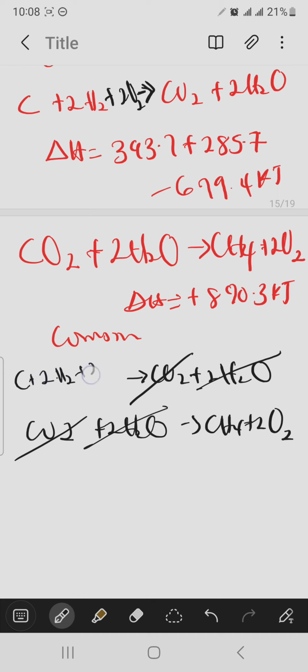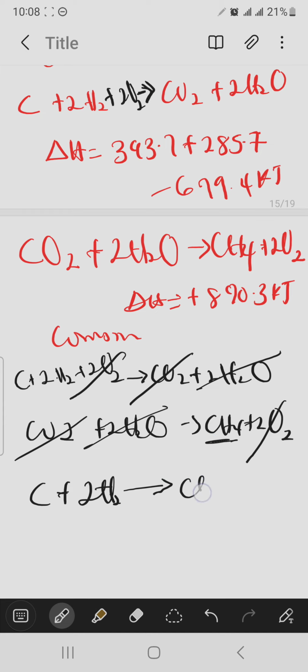2H2 plus 2O2. So when these hydrogens cancel this, when I add them together, the one at the reactant is going to cancel the one at the product, and the one at the product is going to cancel the one at the reactant. This one and this one cancel, this one and this one cancel, this one will now cancel this. So it's now left with C plus 2H2 giving CH4 alone.